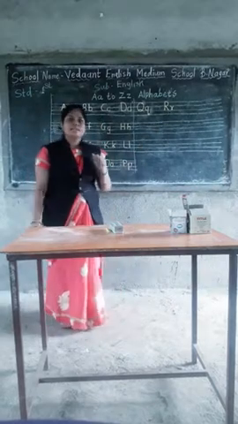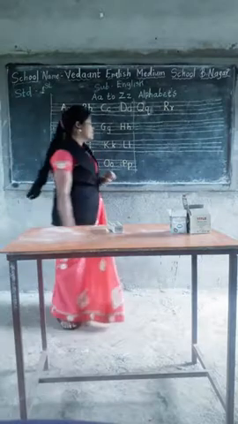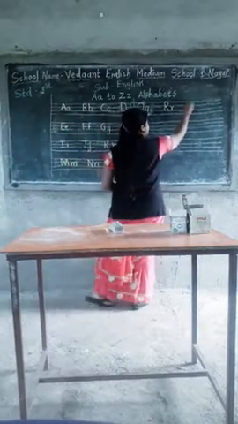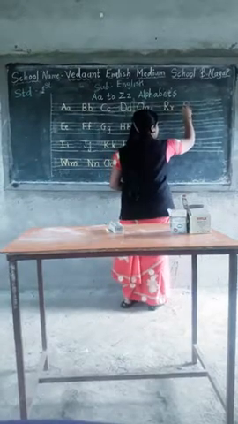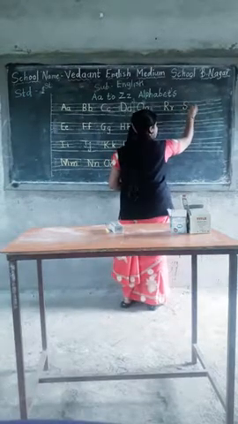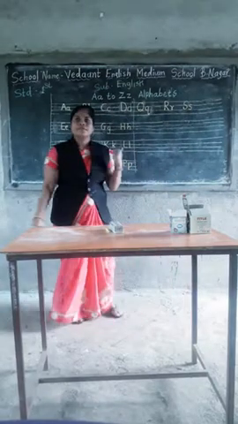Now tell me which is the next letter? It is S. So how to write it? In this way you write the S. Okay, and small s, in this way you write it. Okay. After that, which letter comes?